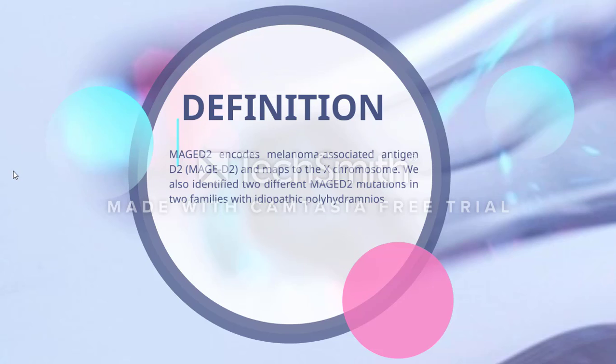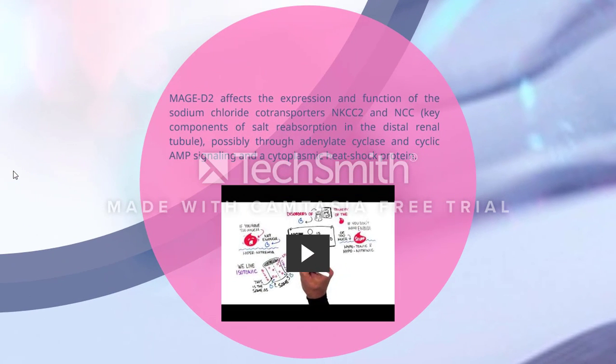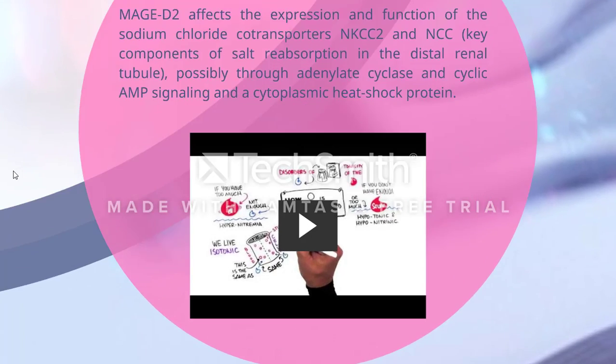We also identify two different MAGE D2 mutations in two families with idiopathic polyhydramnios. MAGE D2 affects the expression and function of the sodium chloride co-transporter NKCC2 and ENaC, key transporters of cell reabsorption in the distal renal tubule, possibly through adenylate cyclase and cyclic AMP signaling, and cytoplasmic heat shock protein.